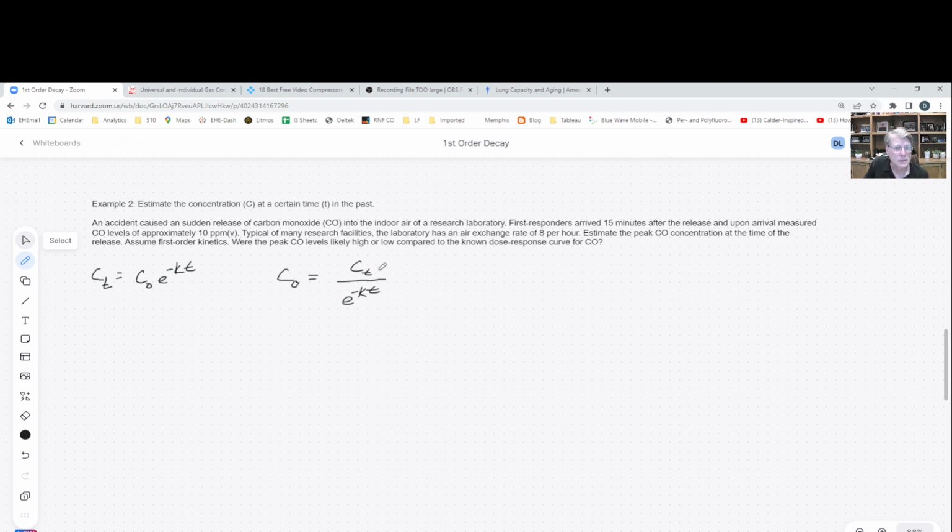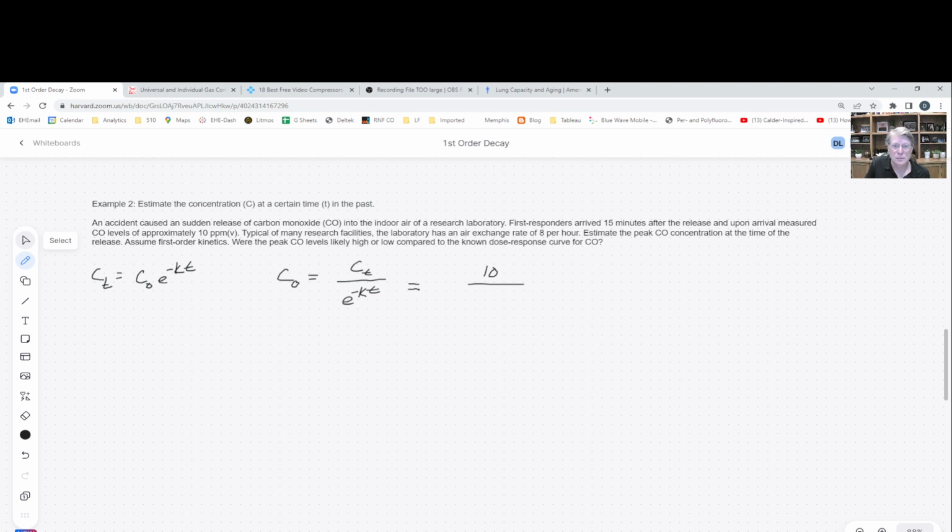Concentration at some time t, yes, that's our 10 parts per million. The first order decay rate, yes, 8 per hour. Elapsed time, yes, 15 minutes. So we have all that. So let's just go ahead and plug in those values.